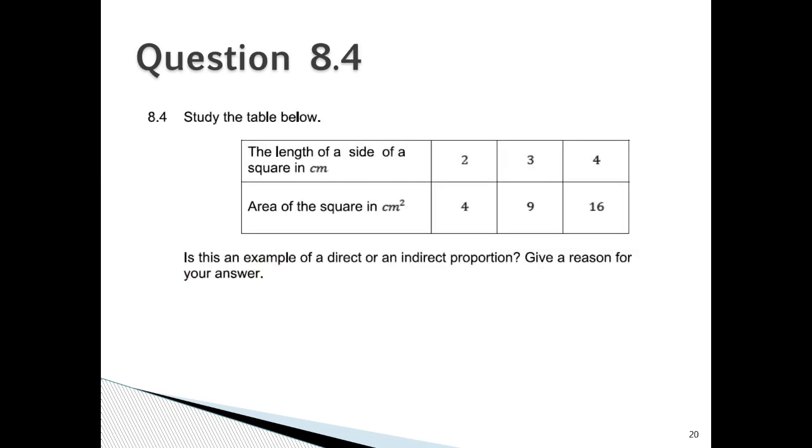Question 8.4. Study the table below. The length of a side of a square in centimeters is 2, 3, 4. The area of the square in centimeters squared is 4, 9, 16. Is this an example of a direct or an indirect proportion? Give a reason for your answer.